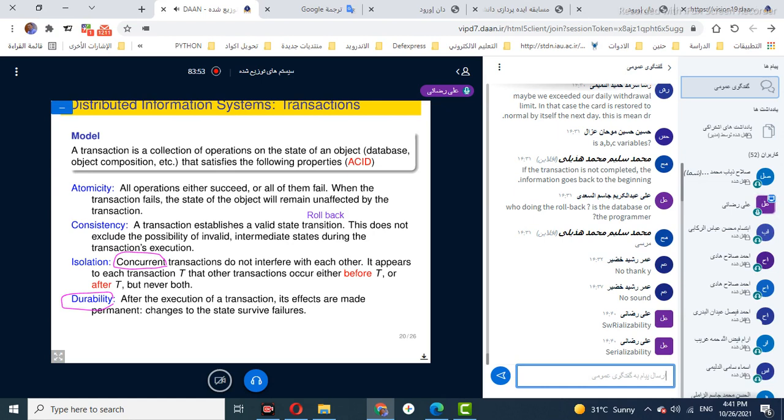Isolation guarantees that these transactions think that they are the only transaction in the system.